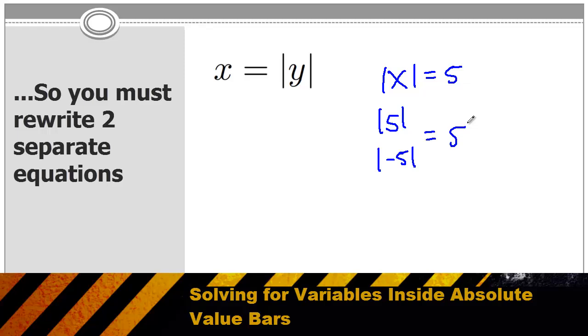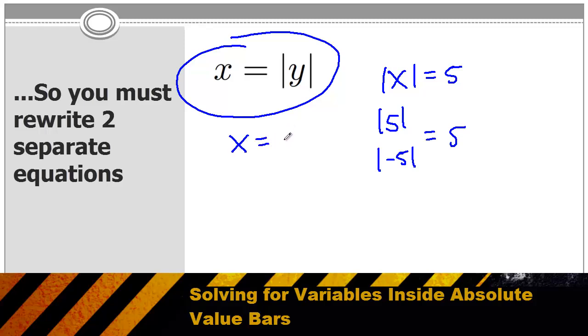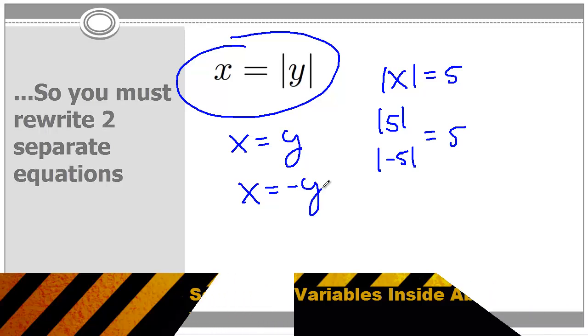As such, when you have a variable inside absolute value bars, you have to rewrite that equation into two separate equations. So in this case, if we say x is equal to the absolute value of y, you need to rewrite that as either x is equal to y or x is equal to -y.